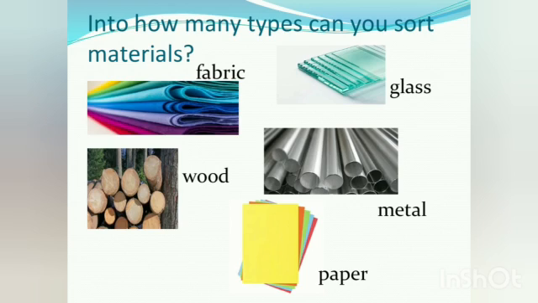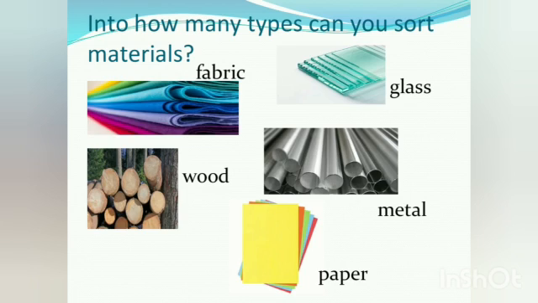Now, into how many types can you sort or divide the materials which are visible to our eyes and which are most commonly used? Fabric, glass, metal, wood, and paper. These are the different types we can sort it into. These are the different types of materials which are visible to our eyes.